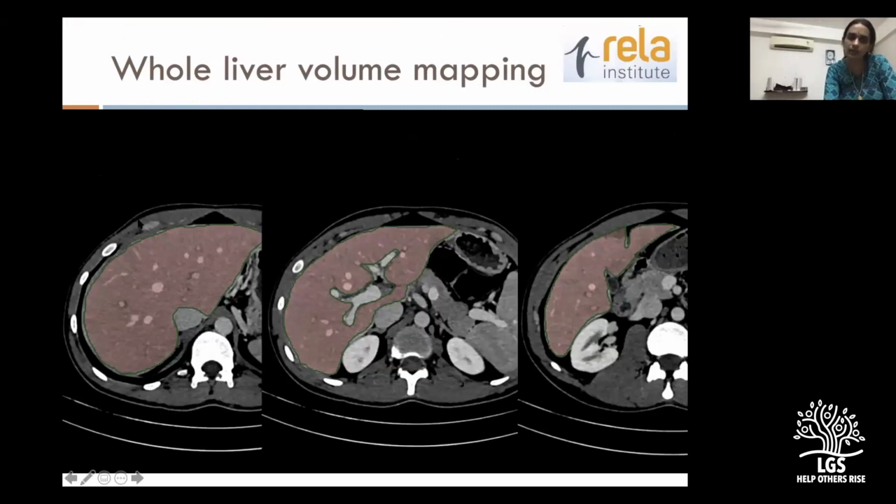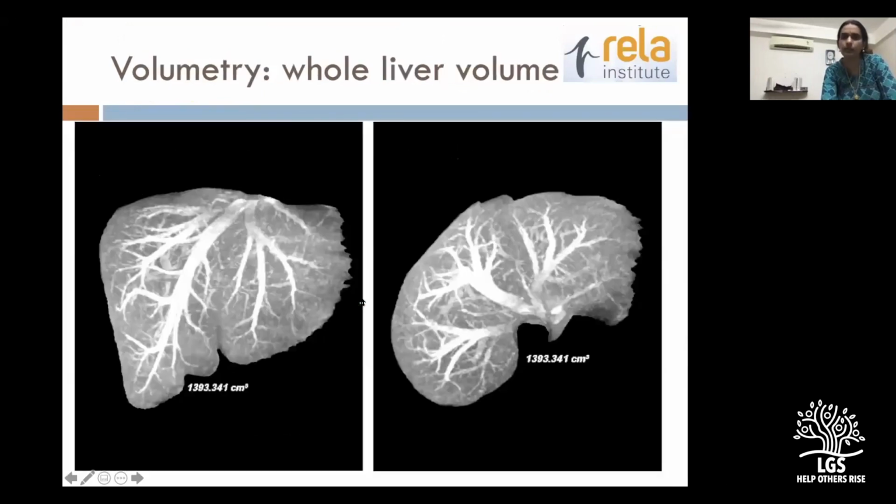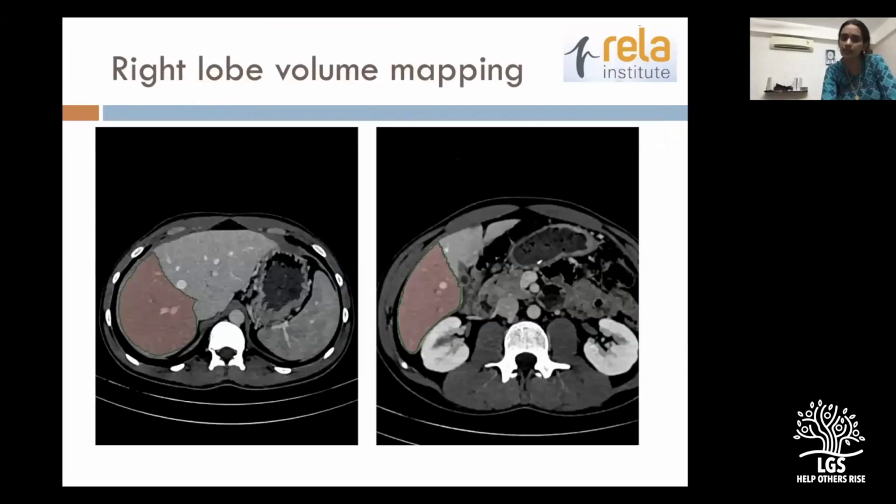So what we do, every cut of the liver from the superior to the inferior most extent, we map out the liver margins, but we leave out the IVC and the portal vein, and then feed it into the computer software, and it will give us the whole liver volume. We do the same thing for the right lobe as well.